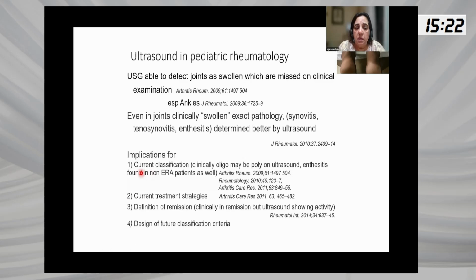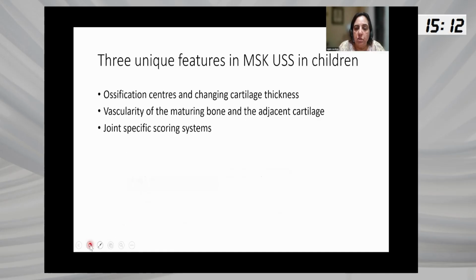So it has implications for the classification, for how you want to treat the child, how you want to define remission, and finally, do you think it's going to have a role in the future classification criteria which are defined for childhood arthritis? These unique features can be well studied with the ultrasound evaluation.